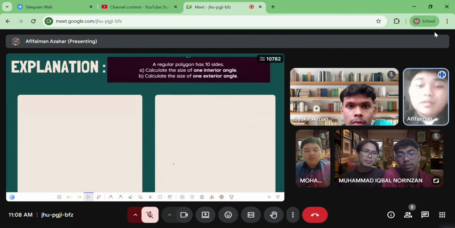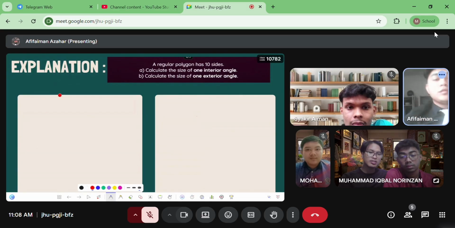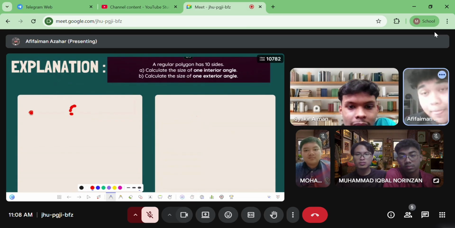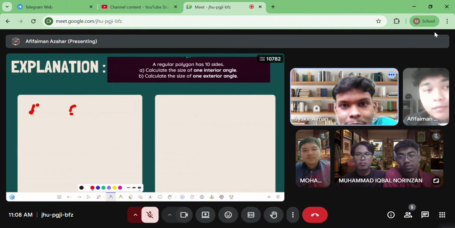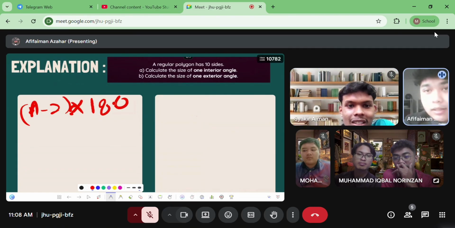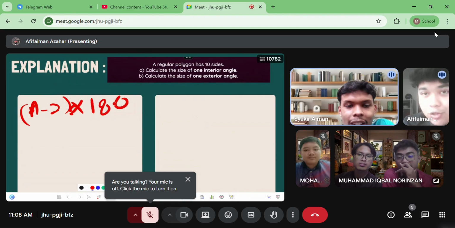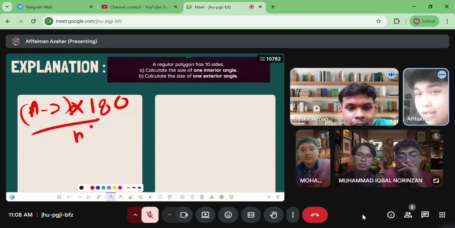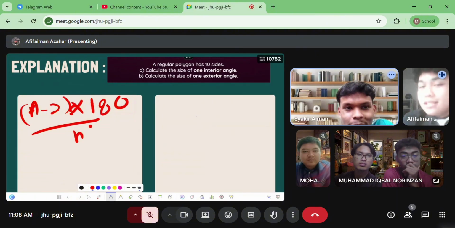So we will do it together. For the first question, calculate the size of one interior angle. All right, Shaki, for the first question, which formula do you want to use? n minus 2, times 180, over n. Yes, that's it. This is the formula for each interior angle.